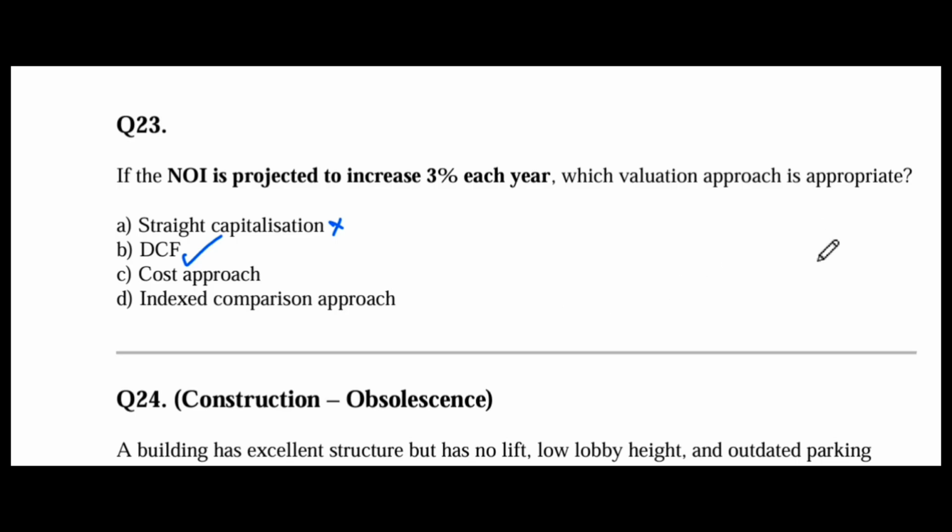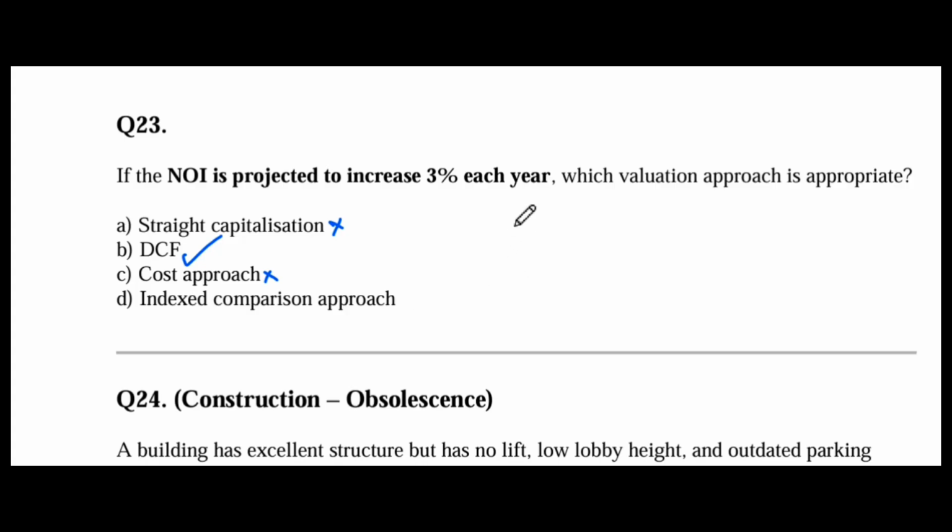Cost approach is based on land value plus depreciated replacement cost of improvements. Used for special properties like schools. Indexed comparison approach adjusts comparable sale prices using indices as per the market trends. Often used for mass appraisal or market comparison, not for income growth modeling.